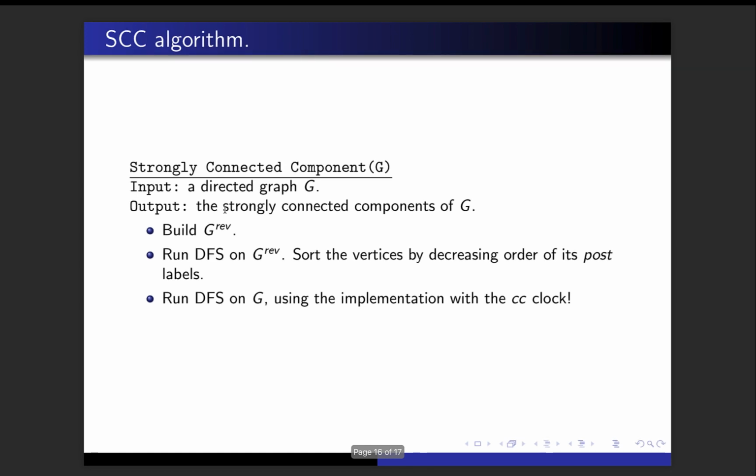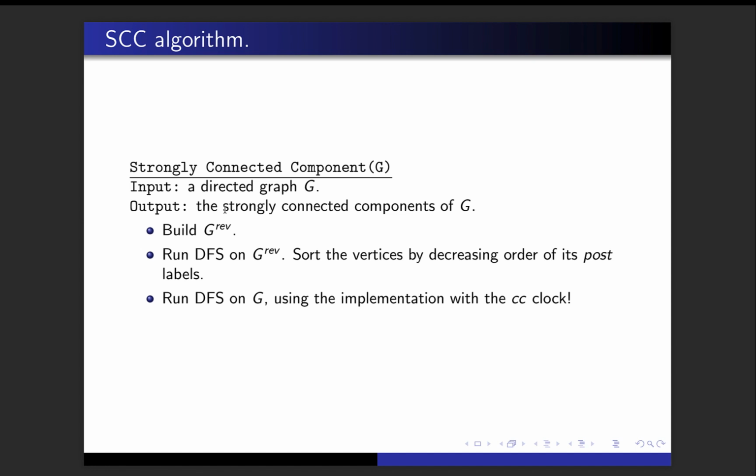So let me summarize that for you. It's actually quite simple. How can we find the strongly connected components of a graph? Well, we build the reverse graph, G reverse. We run DFS on this graph. We sort the vertices by decreasing order of the post labels. That means that the very first one is the one with highest post label.